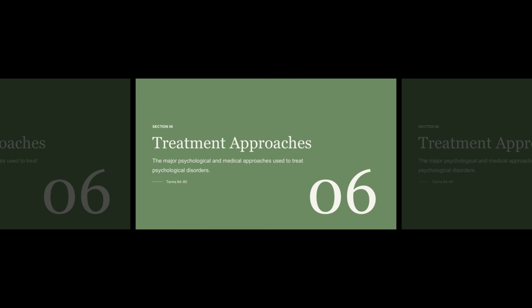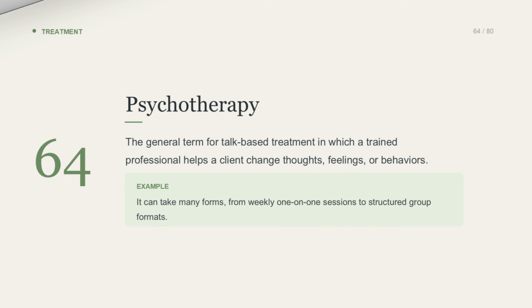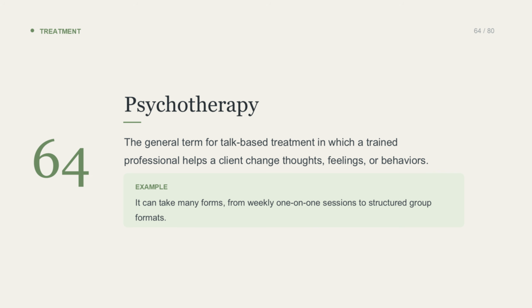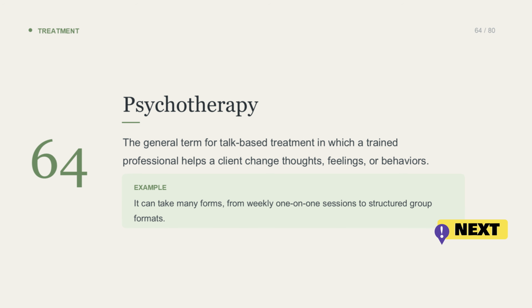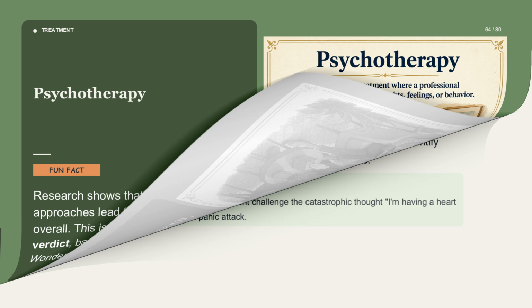manage them. Section 6. Treatment approaches. This final section covers the major psychological and medical approaches used to treat psychological disorders. 64. Psychotherapy. Psychotherapy is the general term for talk-based treatment in which a trained professional helps a client understand and change thoughts, feelings, or behaviors. For example, psychotherapy can take many forms, from weekly one-on-one sessions to structured group formats.